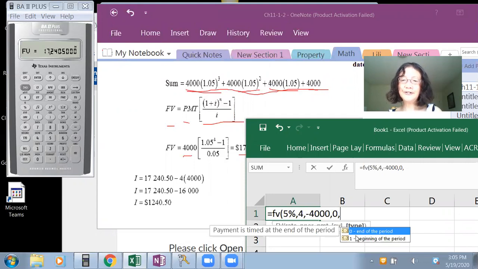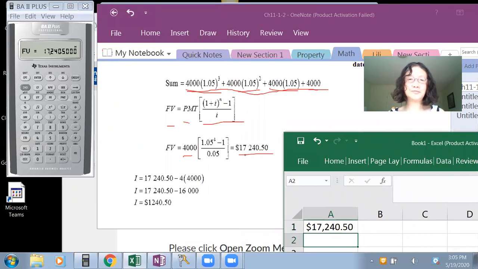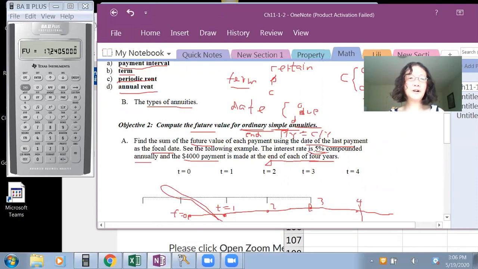Type: 0 means the payment is made at the end of the period. 1 represents the payment is made at the beginning of the period. In our example, payment is made at the end, so you type in 0. Then you press the enter key. See, you get the same result as from the calculator and the formula. So this is how you calculate ordinary simple annuities using 3 methods.